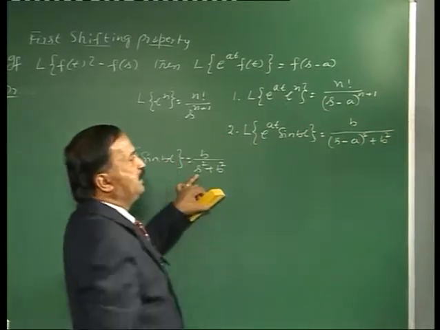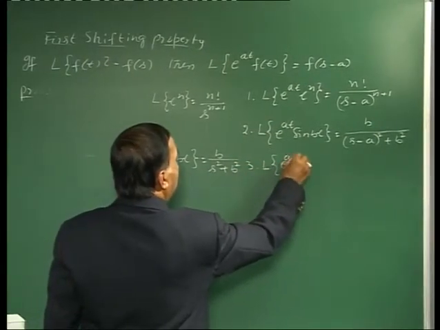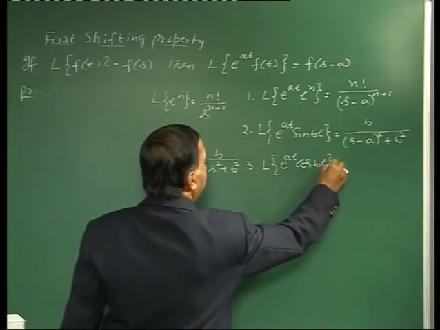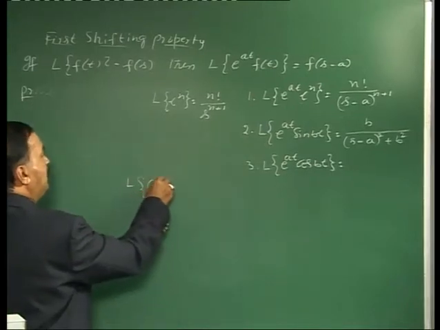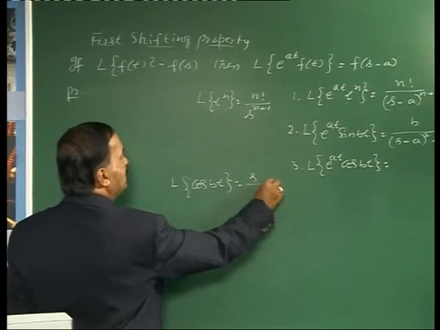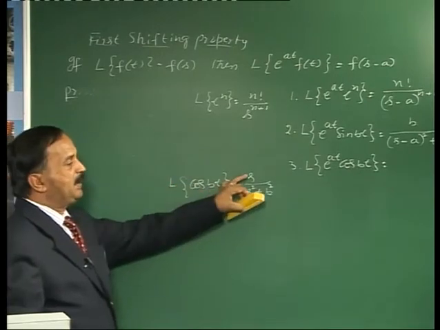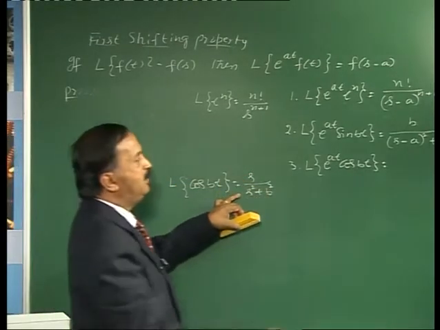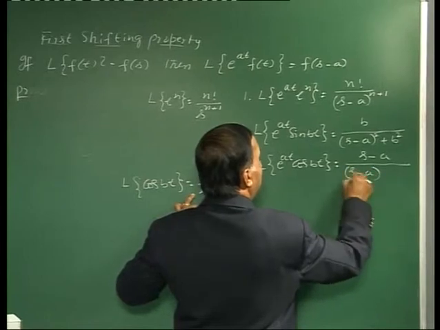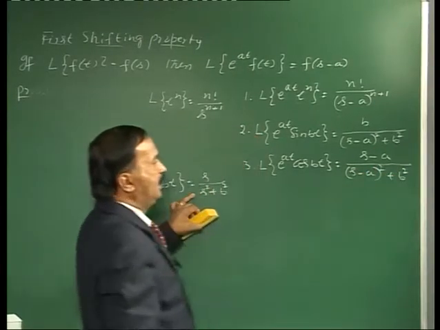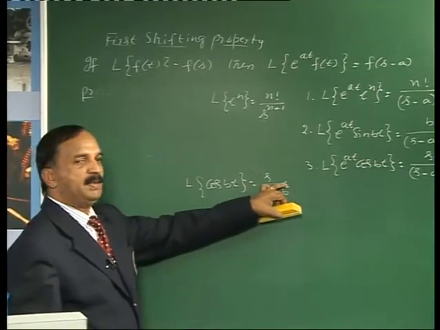This is the formula. Number 3: L of e to the power of at into cos bt equals... We know L of cos bt is s by s square plus b square. If I write e to the power of at here, immediately we should replace s by s minus a. Then the formula becomes (s minus a) by (s minus a) whole square plus b square.